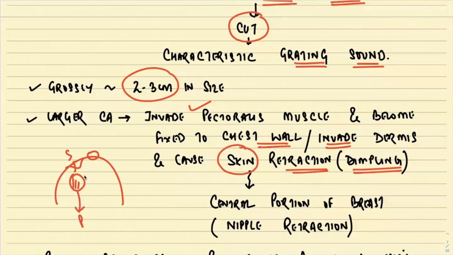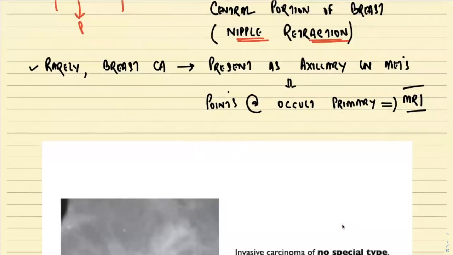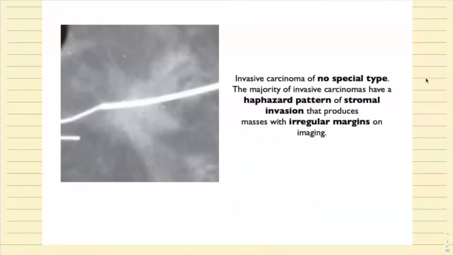If this growth is involving the nipple directly, it is going to cause retraction of the nipple. So skin retraction or nipple retraction in a female is a very important sign of breast carcinoma. Rarely, the breast carcinoma might present as an axillary lymph node metastasis only, without any mass. So it points at the occult primary. If you do an MRI, you will see a very small tumor inside the breast, which was not detected clinically.